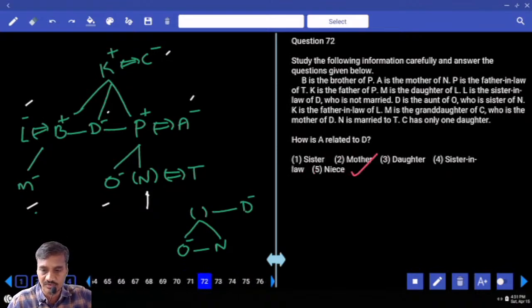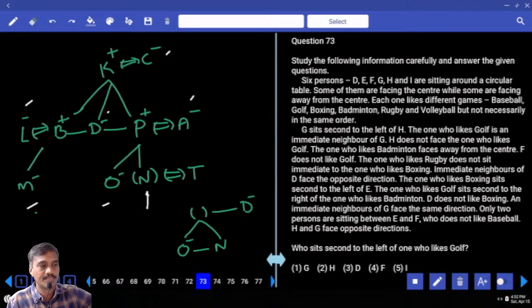Then 72, how is A related to D? A related to D, D is brother's wife. Brother's wife is sister-in-law, that is choice 4, 72. 72, it is choice 4.